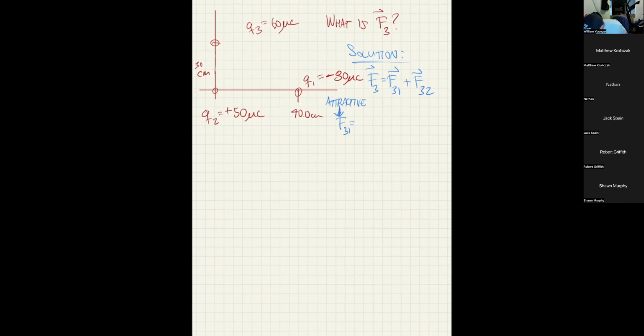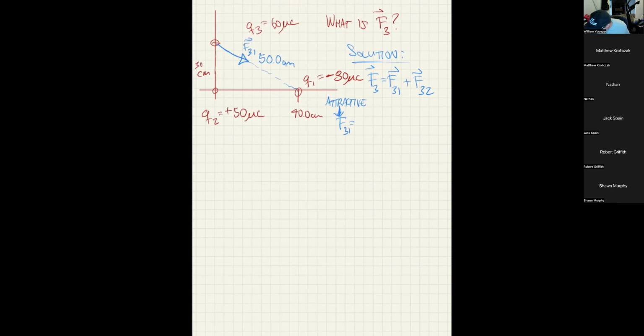And in fact, we know this side right here is 40 centimeters, and that's 30 centimeters, which means we're working with the 3, 4, 5 triangle. So we know that the hypotenuse is 50 centimeters. And since it's attractive, we know this force acts straight along here like that. That's F31. Does that make sense?